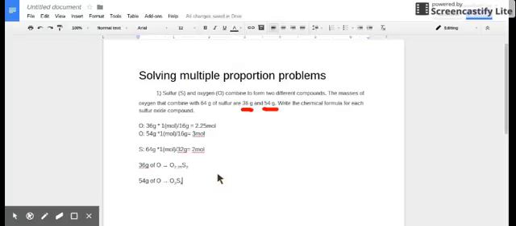Albeit there might be more difficult ones on the AP exam, but this is pretty much the core idea of how it works. So, yeah, that's all.